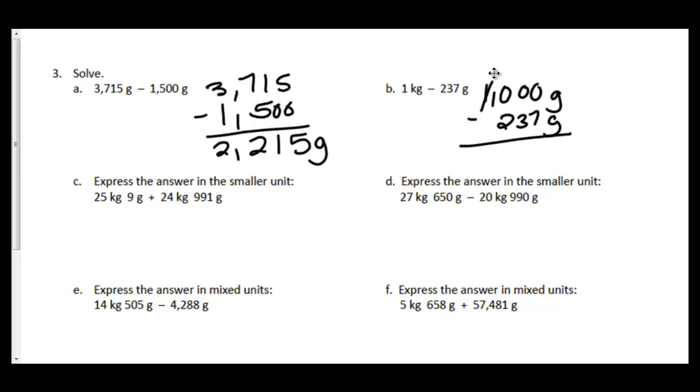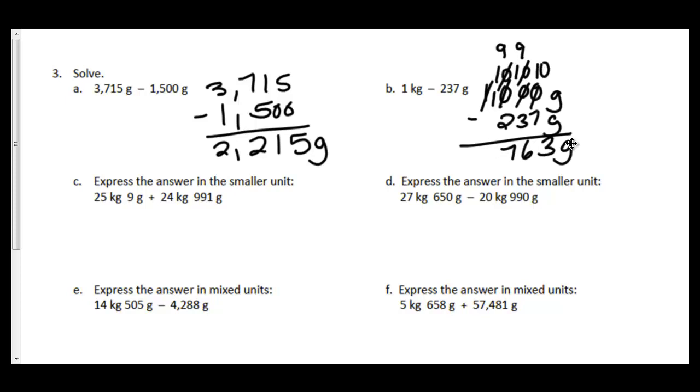So I'm going to have no thousands. That's going to be 10 hundreds. I'm going to decompose one of those. But I have 10 tens. I'm going to decompose one of those. So now 3, 6, 7, that's 763 grams.